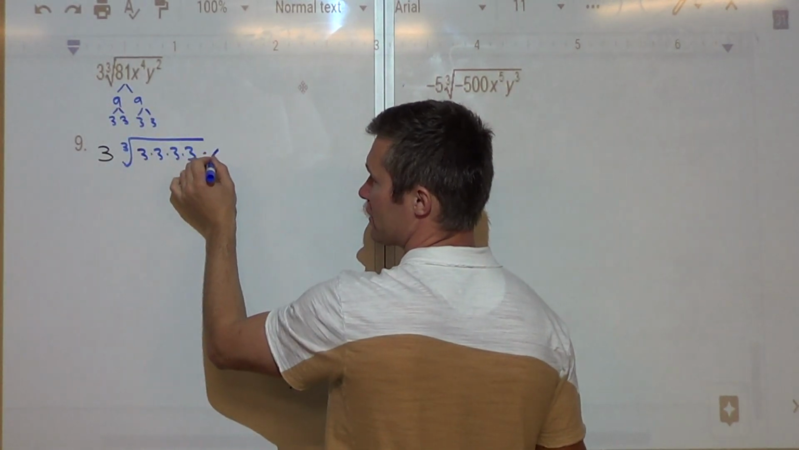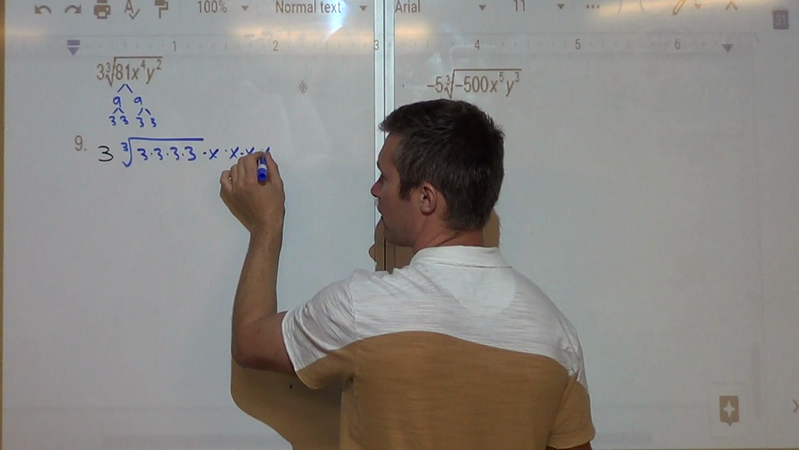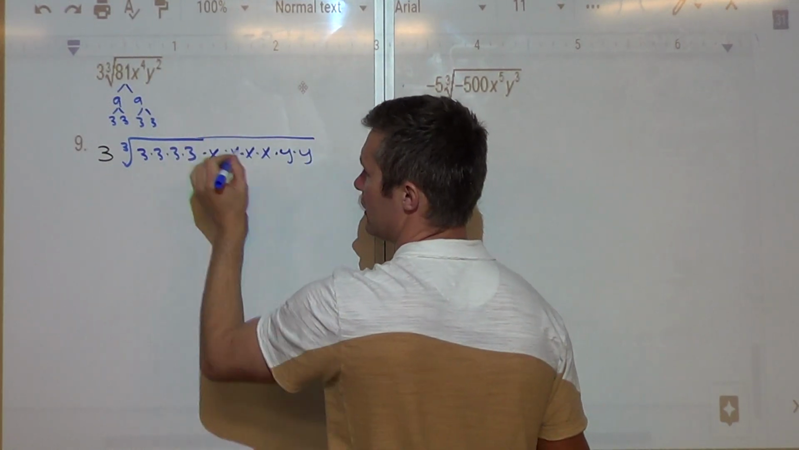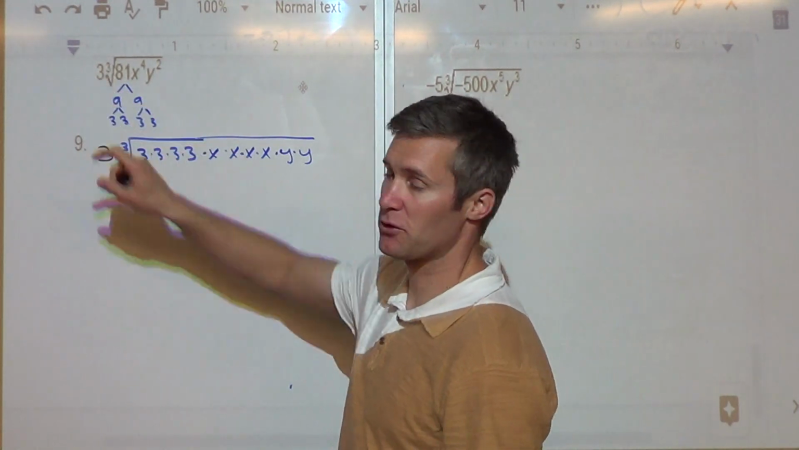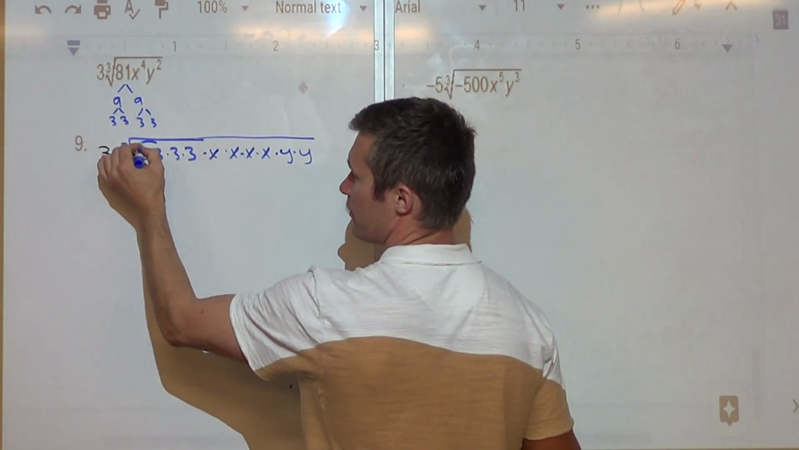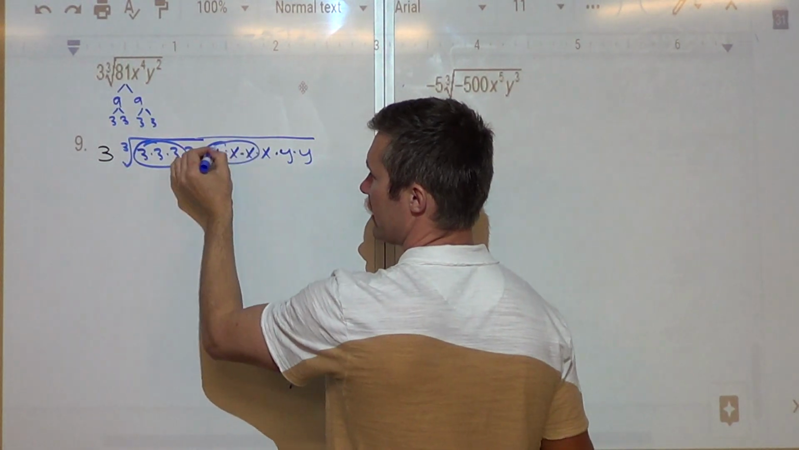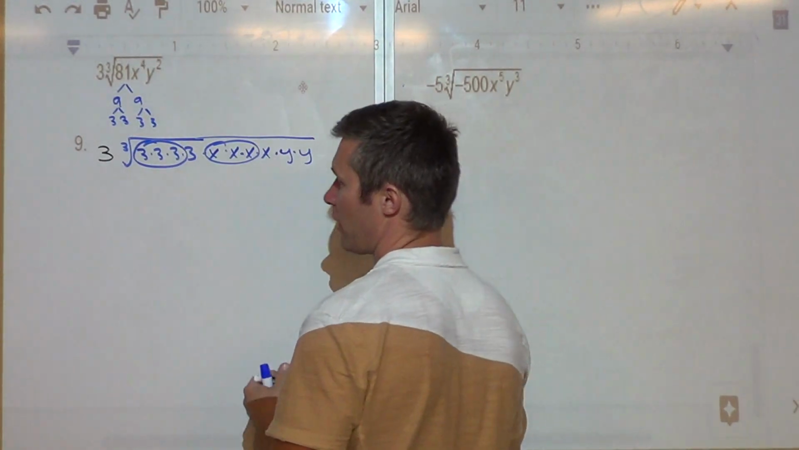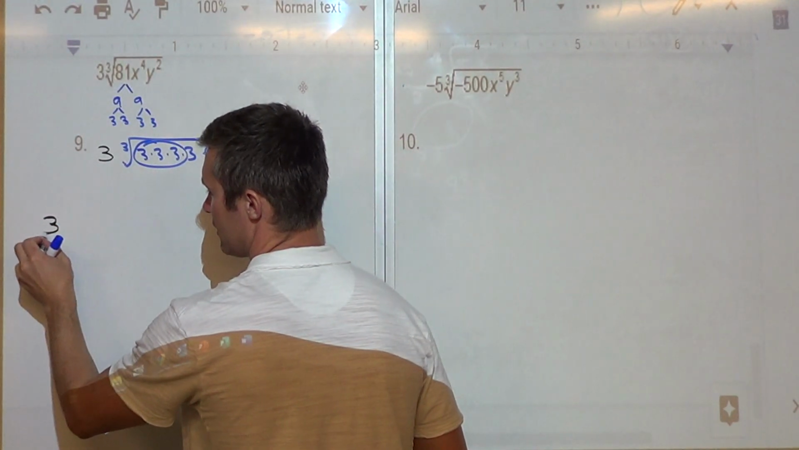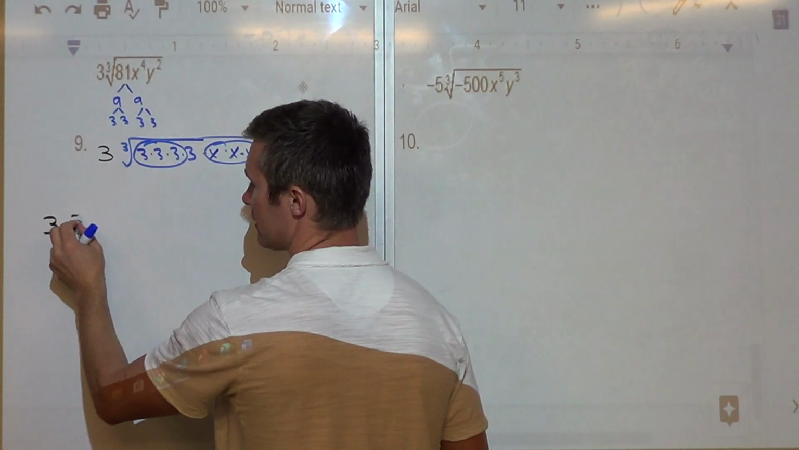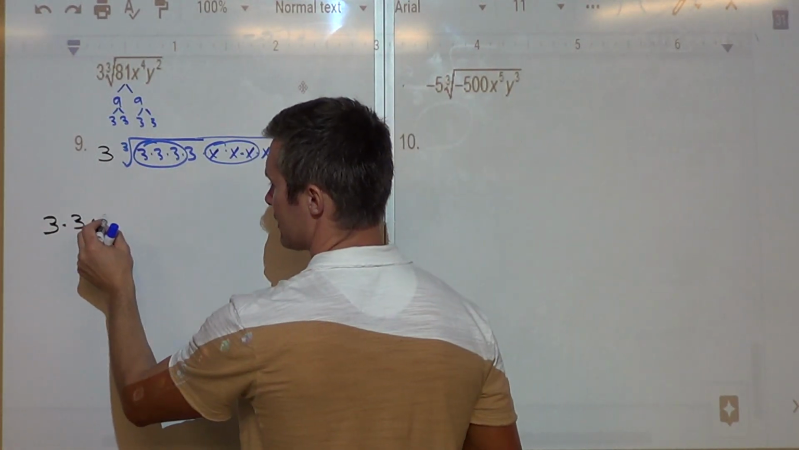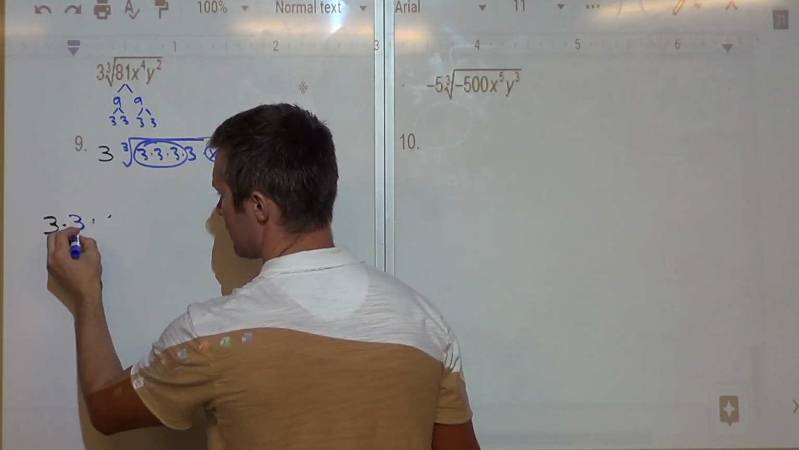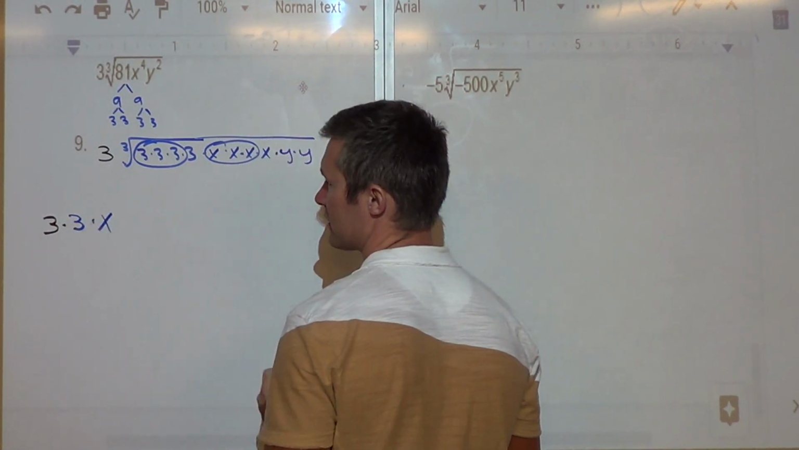X to the 4th power means there's 1, 2, 3, 4 x's in there. Y to the 2nd power means there's 2. Now, root of 3 means we want groups of 3. So I have a group of 3 there, I have a group of 3 there, and I don't have any other groups. So those groups are going to come out. I already had a 3 on the outside. What we took out was a 3, and we took out an x.